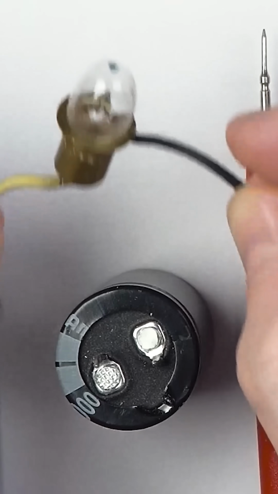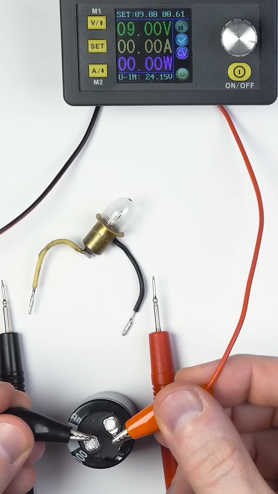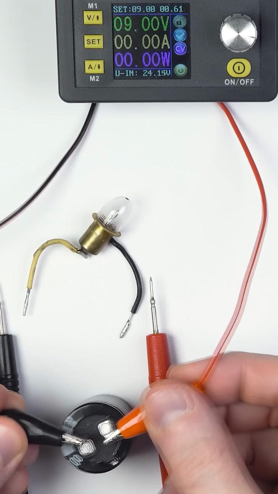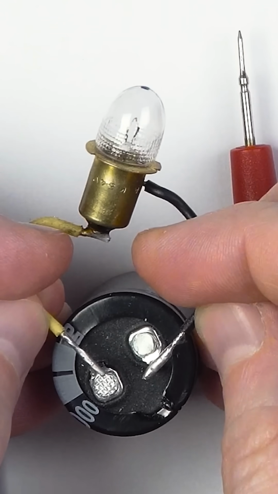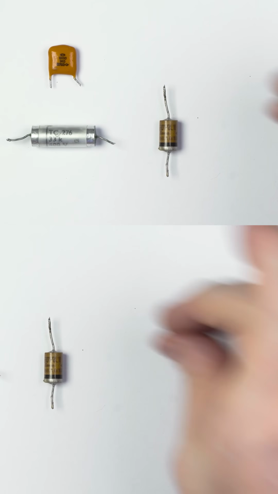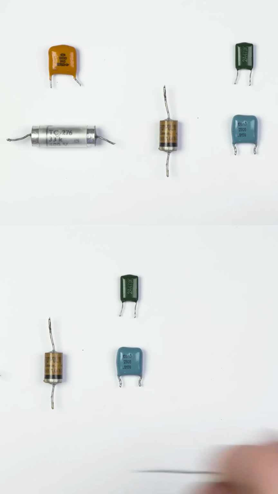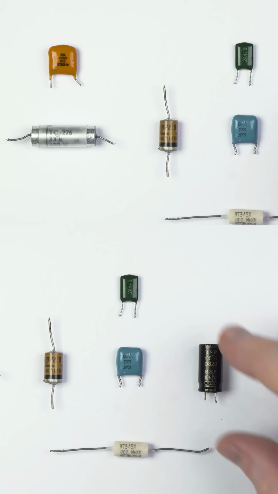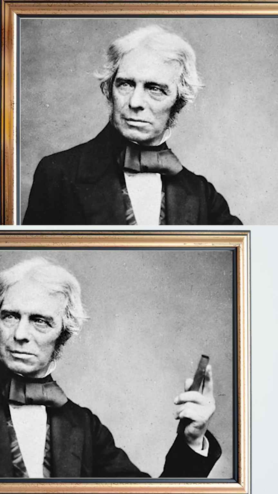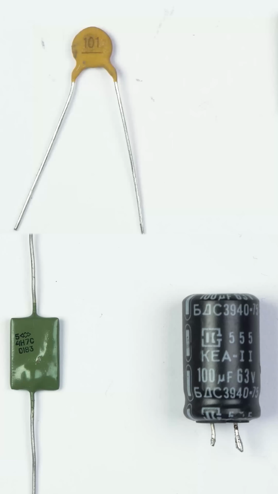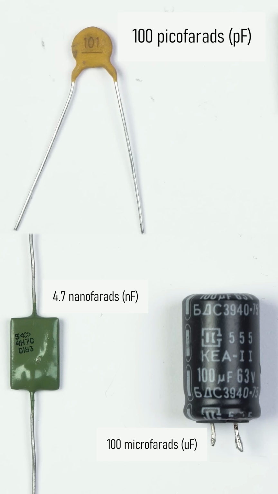The amount of energy, or rather, charge per unit of voltage that a particular capacitor can store is called capacitance. The higher the capacitance of a capacitor, the longer it can power the load. Capacitance is measured in farads, a unit named after the English physicist Michael Faraday. 1 farad is very large capacitance, so in electronics, microfarads, nanofarads, and picofarads are commonly used.